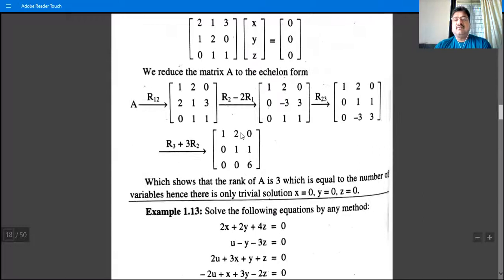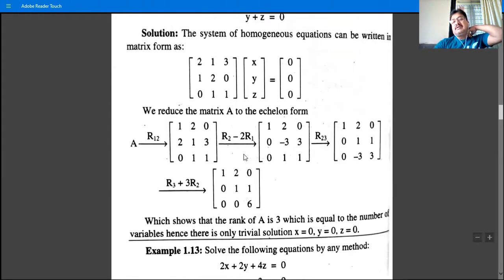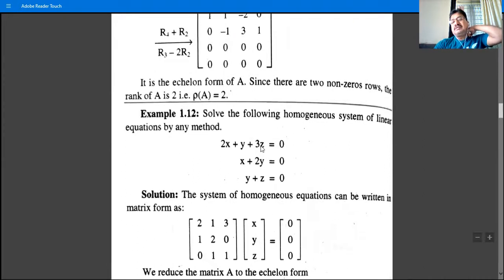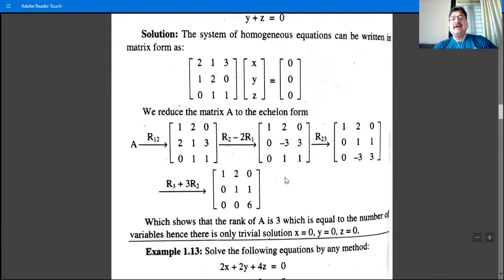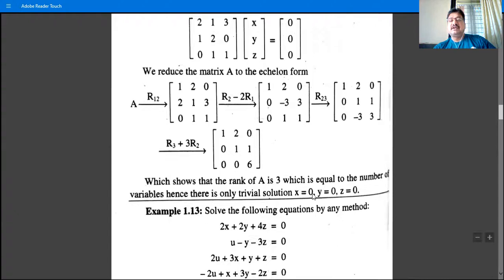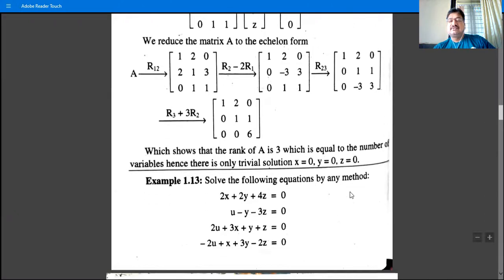If we denote the rank of A, then what is the rank of A? It is 3, because this is the echelon form of matrix A, and it contains 3 non-zero rows. So the rank of A is 3, equal to the number of unknowns, because the number of unknowns in the system is 3. So the system has only one solution, the trivial solution: x equal to 0, y equal to 0, and z equal to 0.